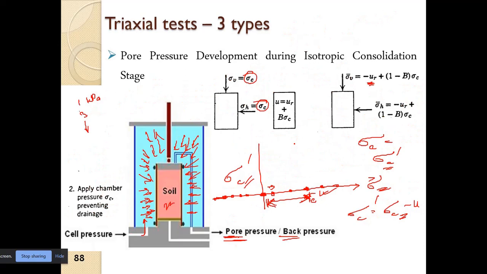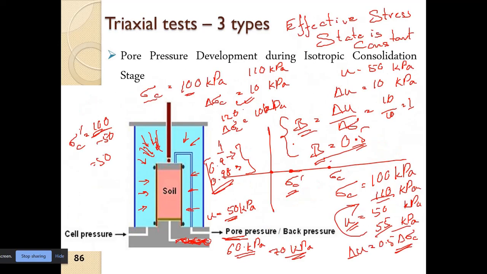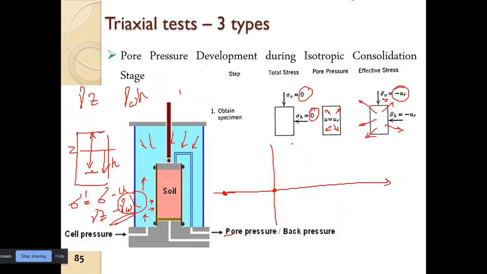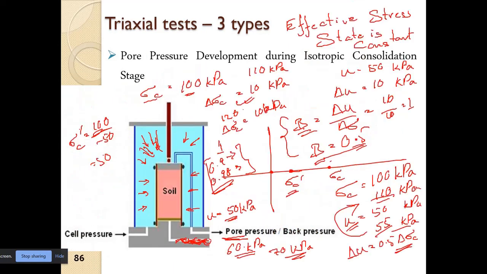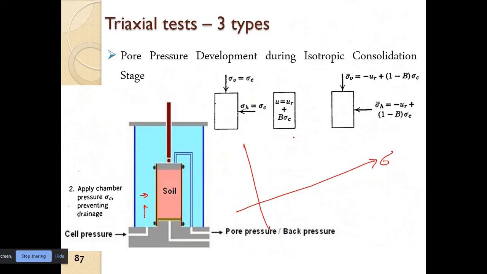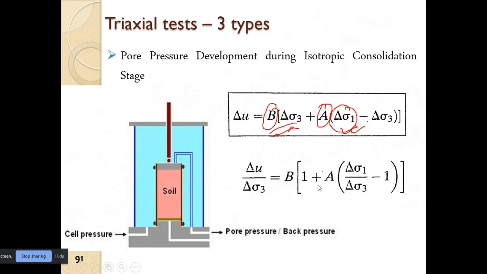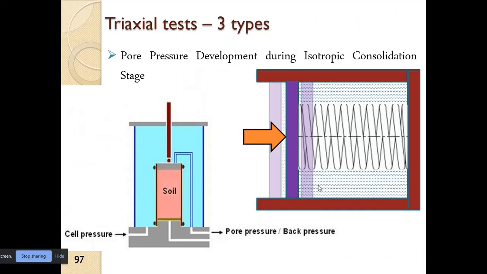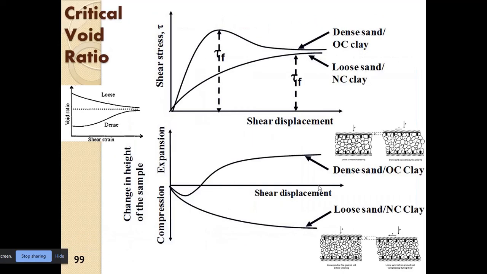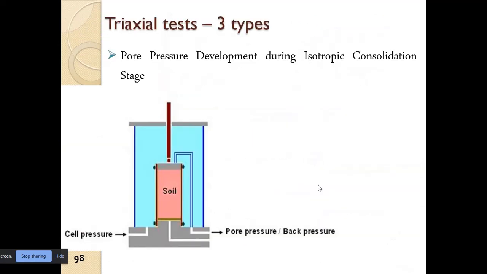Kindly go through this, and we will definitely discuss it in detail again. At least whatever is happening, kindly go through this, and if there is any doubt, kindly ask. All right, we will discuss the next part in the next class, that is critical void ratio, and we will shear the sample. So in the next class we are going to shear the sample, or we are going to apply the deviatoric load.